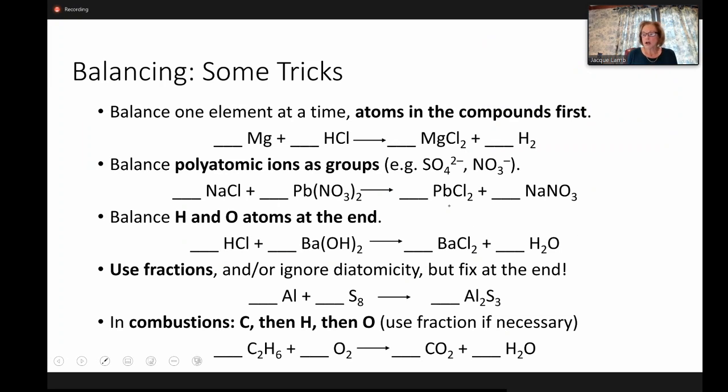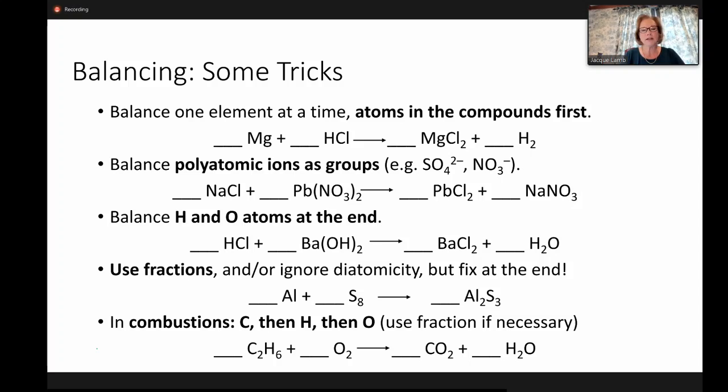So let's talk about some of the tricks that you can use to balance equations. And I will say that these are good balancing tricks, but you will always find a time when you have to do something different, that they don't necessarily work. But these are sort of the standards that you can start with in balancing chemical reactions.